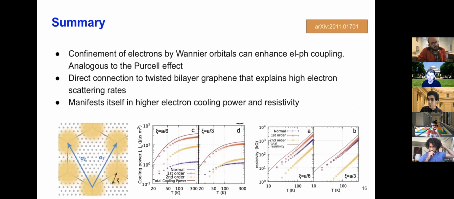So this is a summary, and I think I went over time, but please ask me questions. But in general, I hope at least that it was a nice way of showing how twisted bilayer graphene and having a confinement of Wannier orbitals can give us enhancement in resistivity and cooling that is coming from phonons. Please ask any questions.